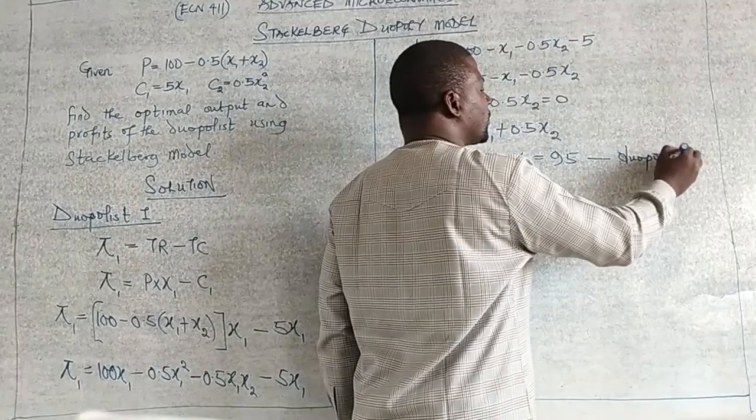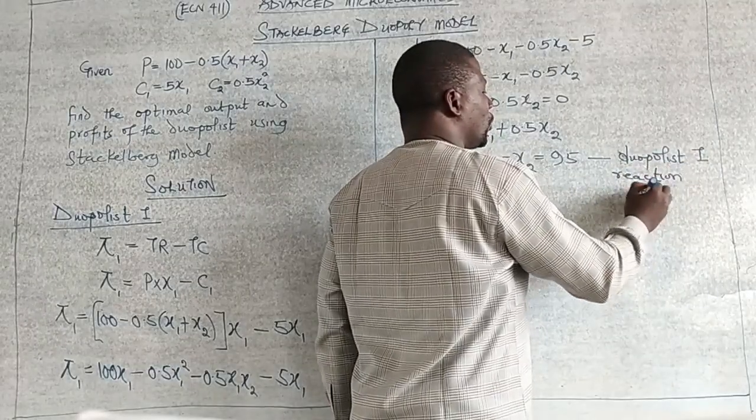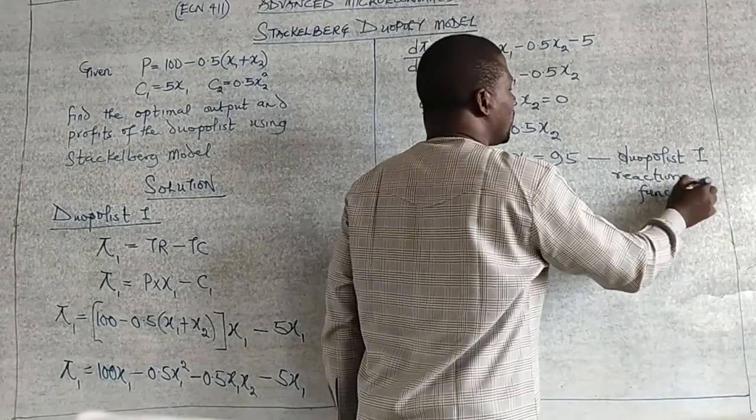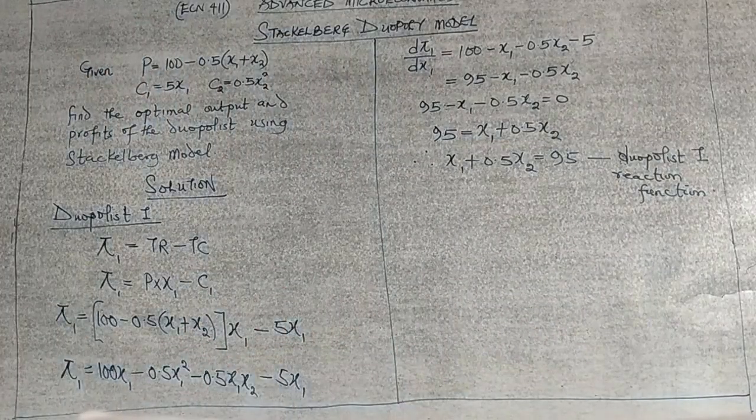So this is duopolist one's reaction function. Because they can ask you to find the reaction function of each duopolist. They can ask you that. Can I continue, guys?